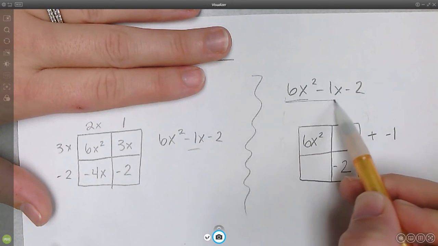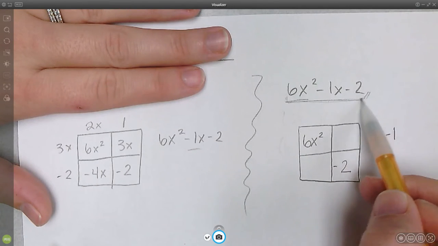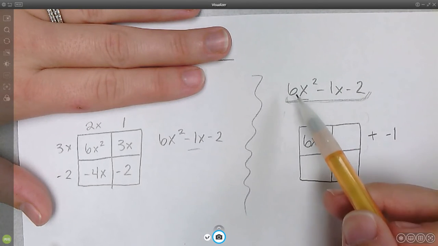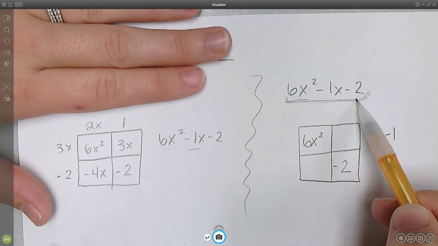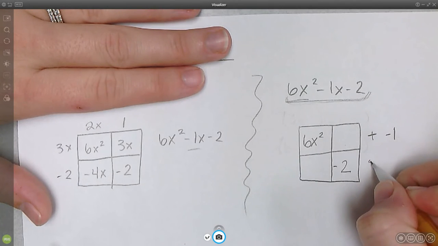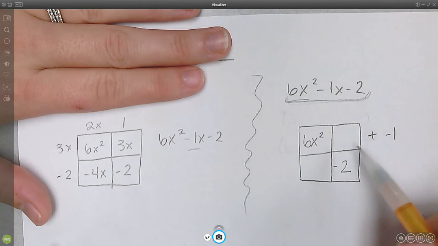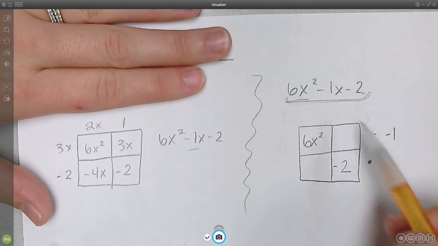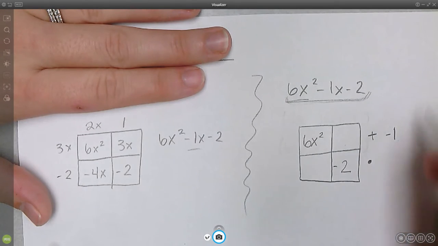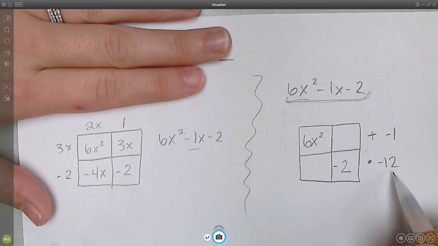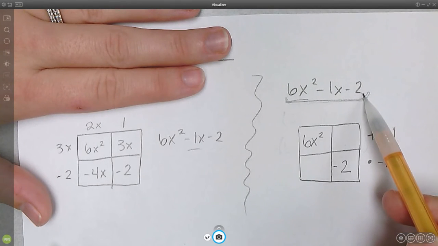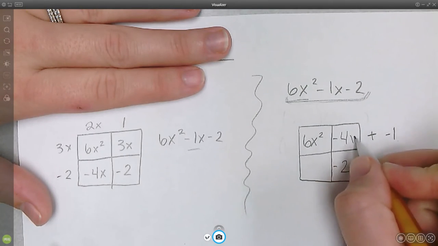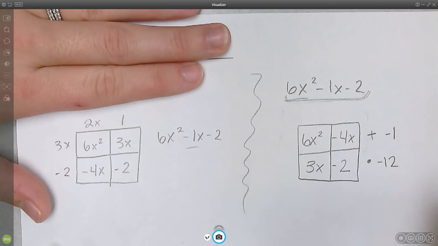So now if you look back over here, any way you can get a negative 12 out of this? Oh, well, if I take 6 times negative 2, you get negative 12. And that's not a coincidence. It happens every single time. So to figure out these two numbers, you have to think of two numbers that add to a negative 1, which is this number, and multiply to a negative 12, which is this times this. Those two numbers are going to be negative 4x and a positive 3x.